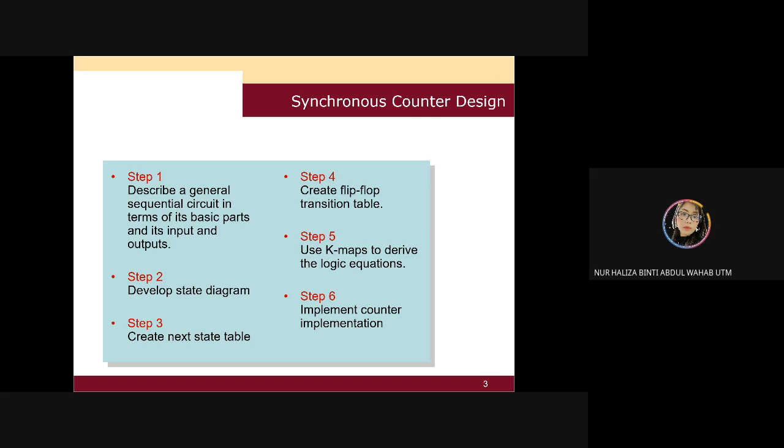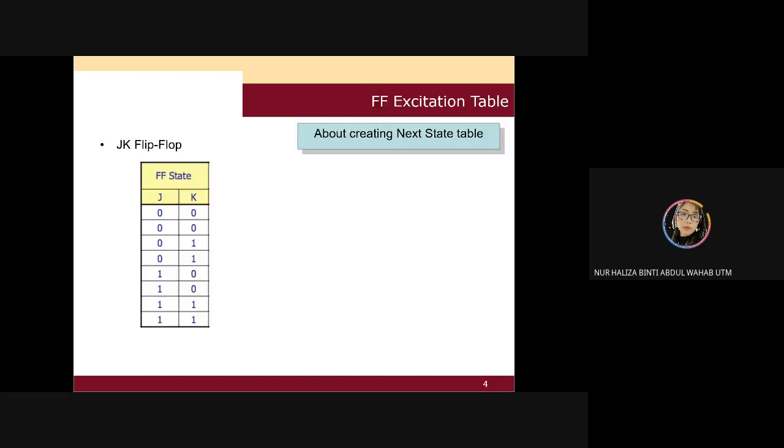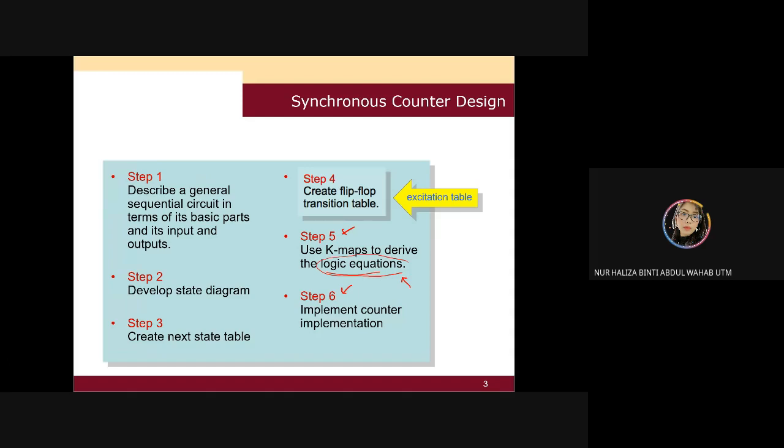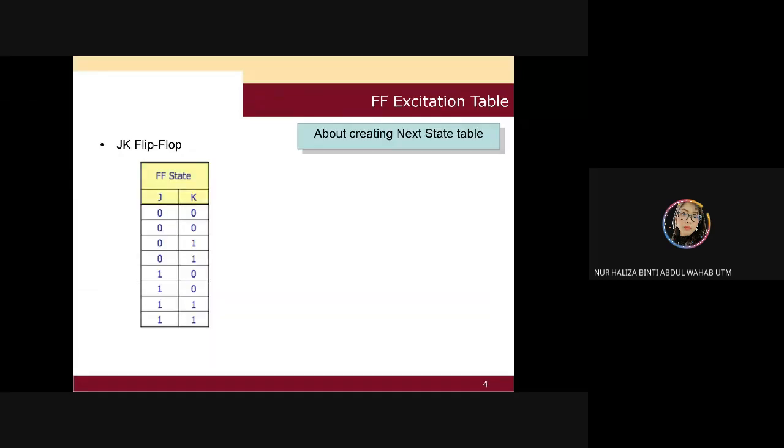Okay. Now, step 5: use the K-map to derive the logic equation. Do you still remember? And step 6: implement the counter. So let's take a look at how the synchronous counter design looks. This is the new thing I mentioned just now. Step number 4: create a flip-flop transition table. How does it look?